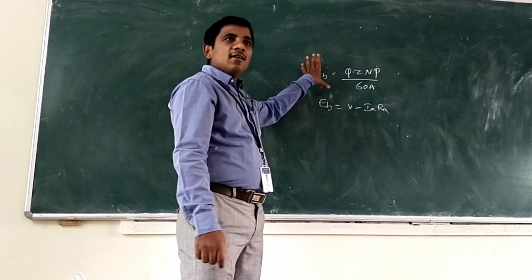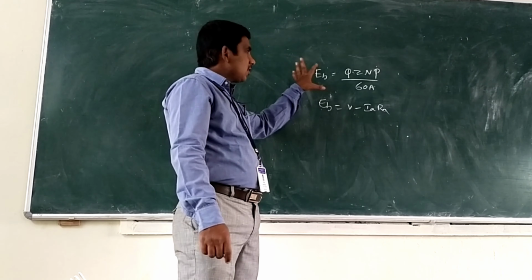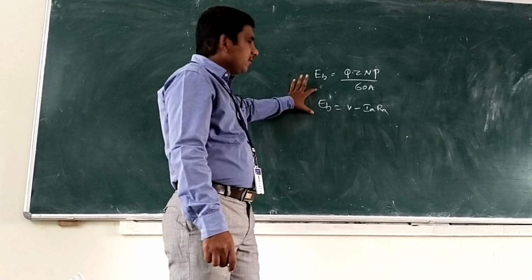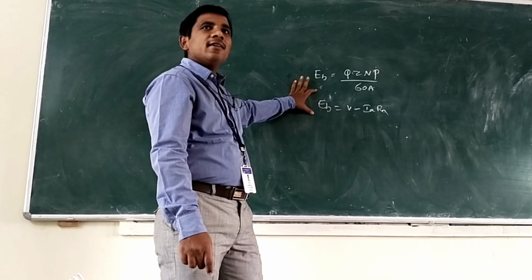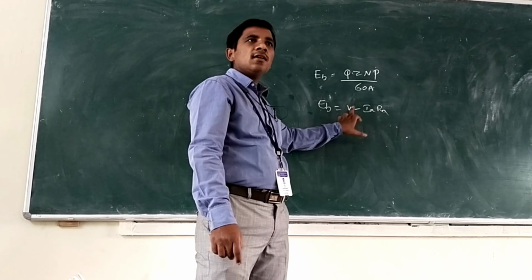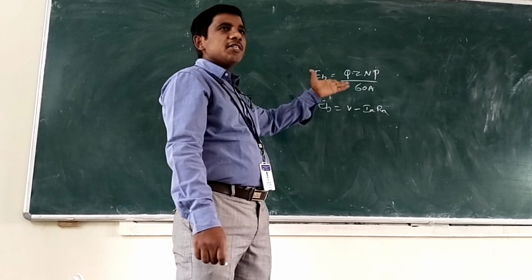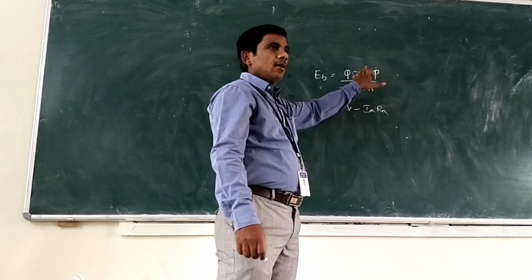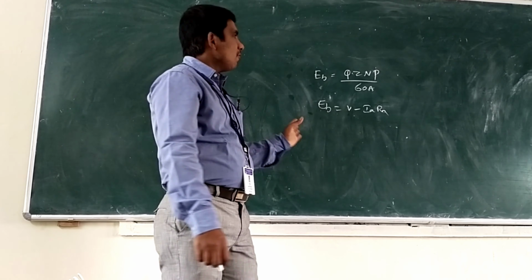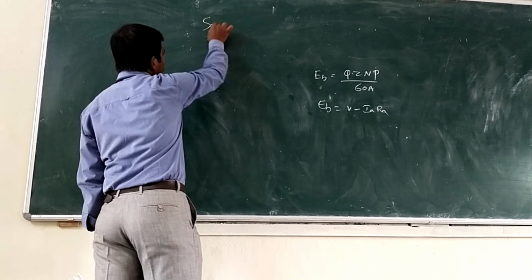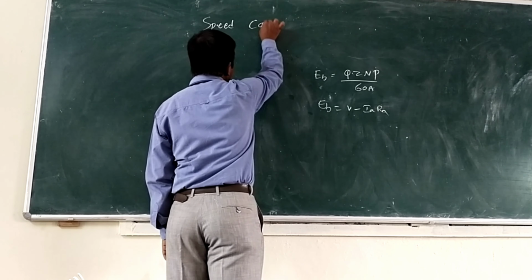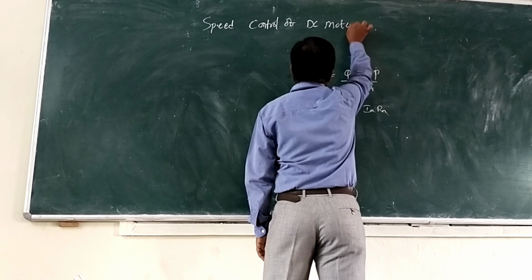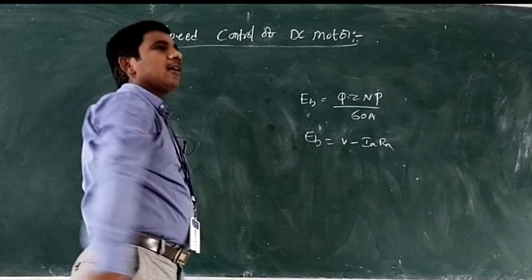The two back EMF equations we obtained in the previous class: one is Eb, which is also the generated EMF in a DC motor, and the other is the equation for calculating the back EMF if you know the supply voltage for the motor and the armature drop. The back EMF Eb is proportional to N. From this we can go for speed control of DC motor.